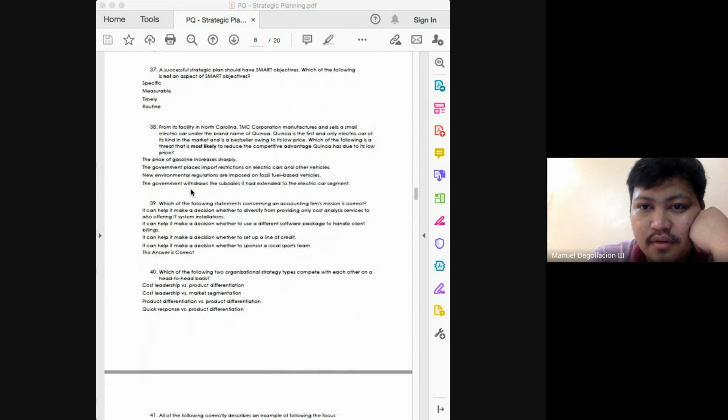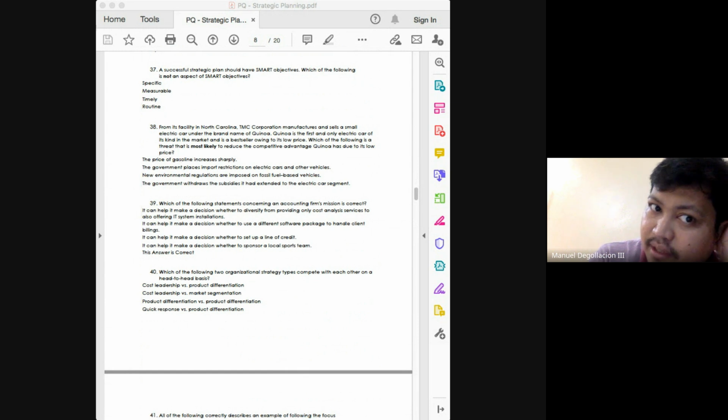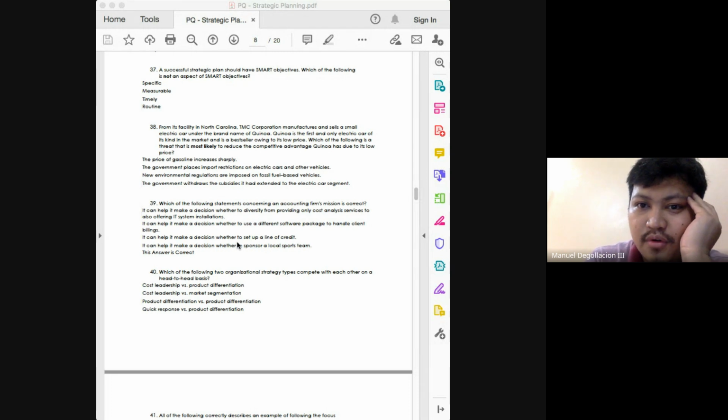38. From its facility in North Carolina, the company manufactures and sells a small electric car under the brand name Kinoa. Kinoa is the first and only electric car of its kind in the market and is a bestseller owing to its low price. Which of the following is a threat that is most likely to reduce the company's competitive advantage due to its low price? Okay, we're looking for a threat.